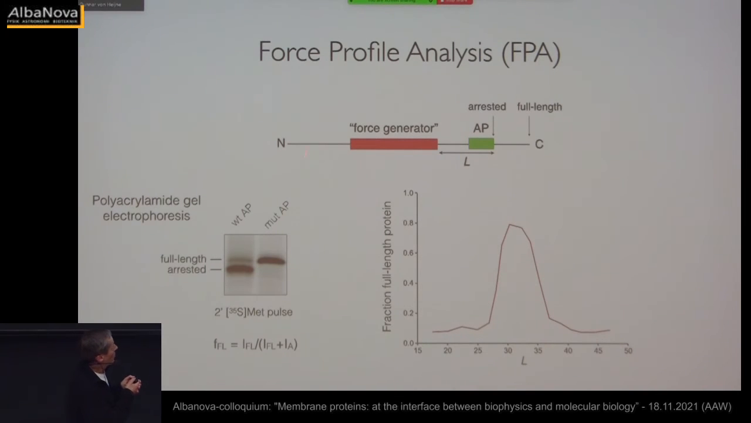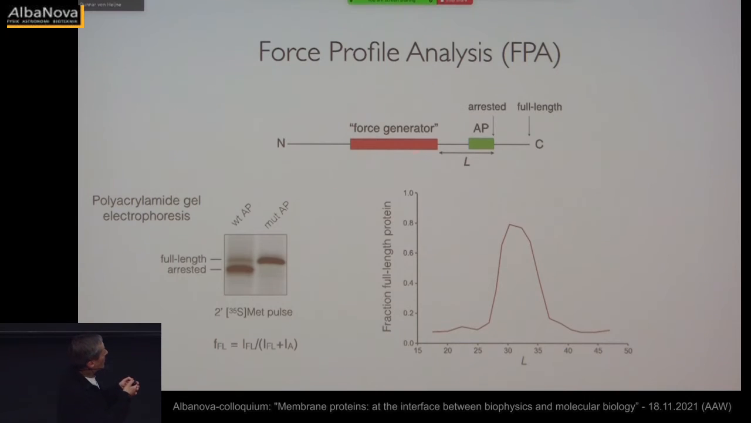So then what we do is we take this protein. We now introduce into the protein this little arrest peptide, and that's only about 10, 15 amino acids. It's very easy to make these constructs on the DNA level, so we can design proteins any way we want, basically, and express them in cells.